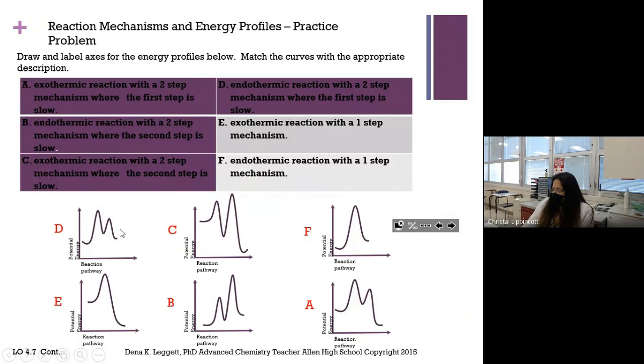It's two steps, and the first step is the slow step. The high step is going to be your slow step. For that one, the first step is the slow one because it's the taller one. Here, the second step would be the slow one because it's the taller one. Here, the second step would be the slower one because it's the tall one. Here, the first step would be because it's the tall one.